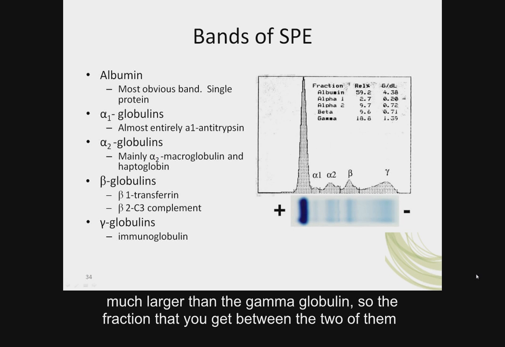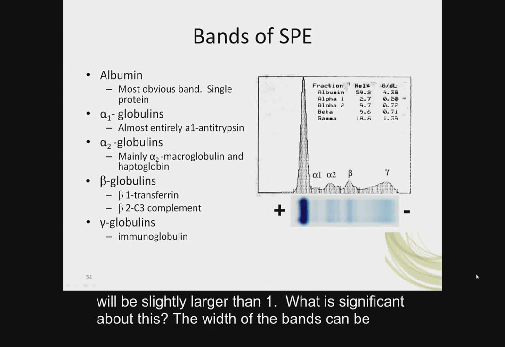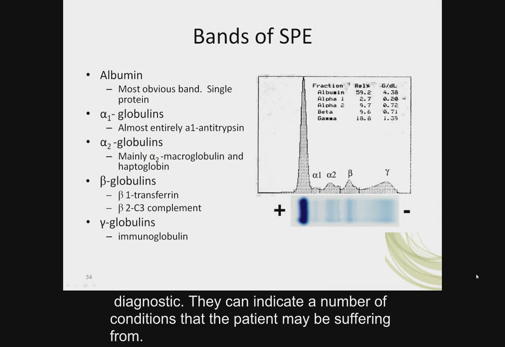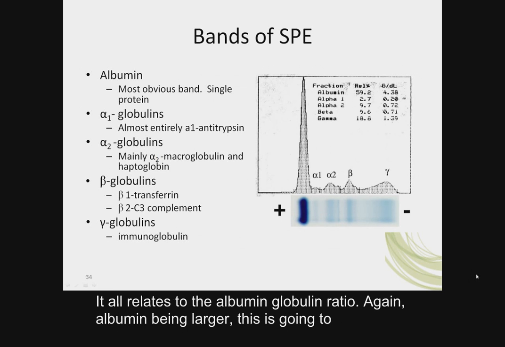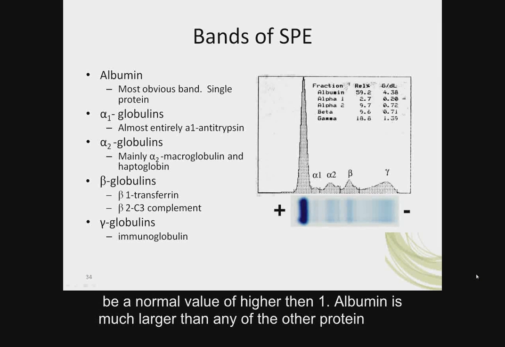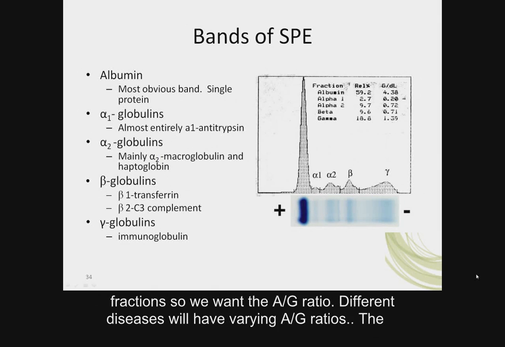The width of the bands can be diagnostic. They can indicate a number of conditions that the body or the patient may be suffering from. It all relates to the albumin globulin ratio. Again, albumin being larger, this is going to be a normal value of higher than 1. Albumin is much larger than any of the other protein fractions. So we want the AG ratio. Different diseases will have varying AG ratios.